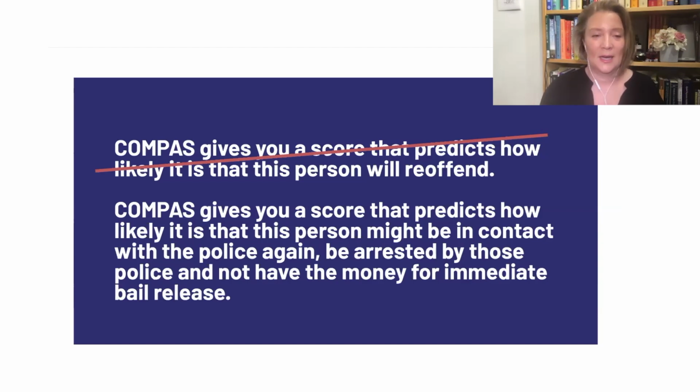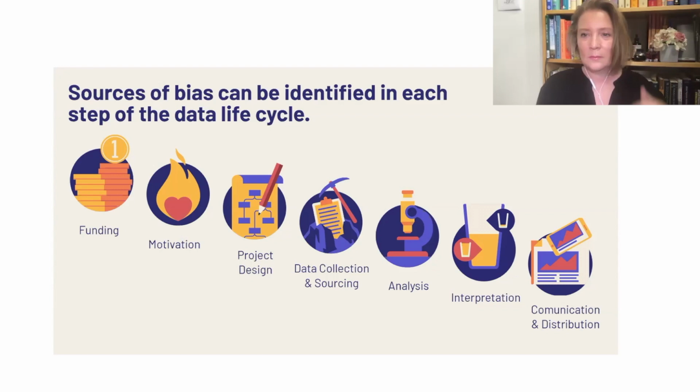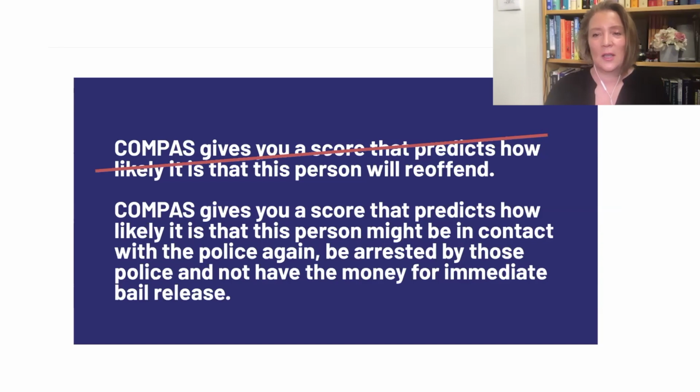However, what COMPAS really does is gives you a score that predicts how likely it is that this person might be in contact with the police again, be arrested by those police, and not have the money for immediate release. You can see how that's an extraordinarily different interpretation of the same number. And this interpretation is much more transparent about what's actually going on in the COMPAS algorithm. And it also is much more transparent about all the baked in racism, sexism, and other problems that might exist in this score.